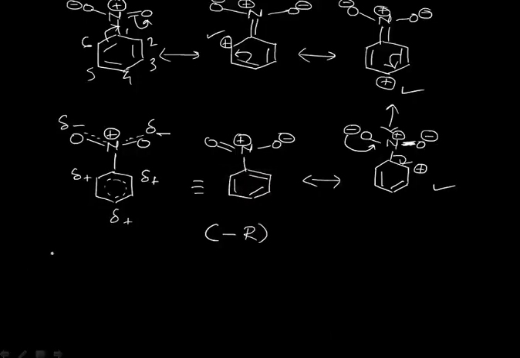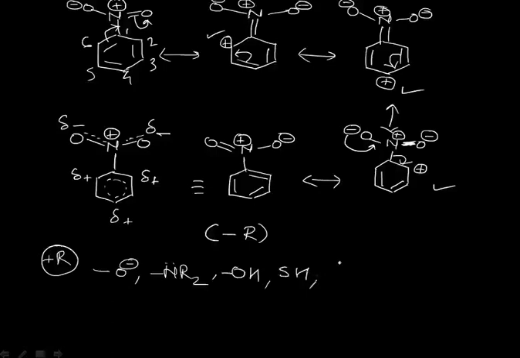First we will have plus R, or the groups which are going to show the plus R effect. Suppose we have O minus, NR2, OH, SH, SR, F, Cl, Br, I. Those are the different substituents which are going to show the plus R effect.